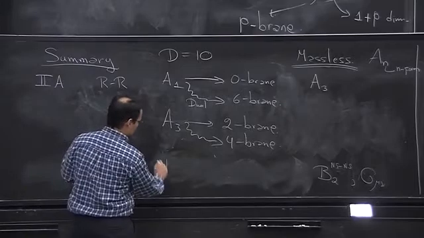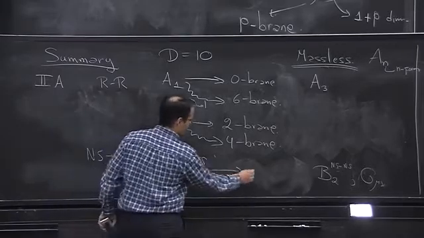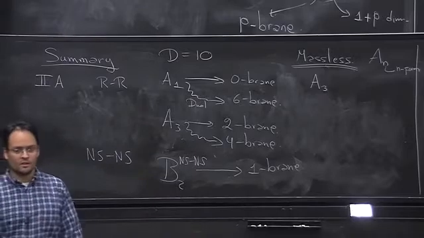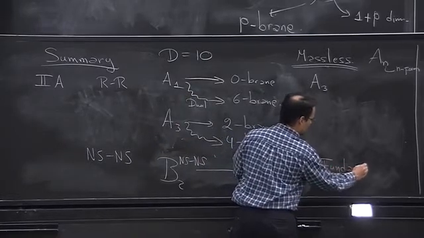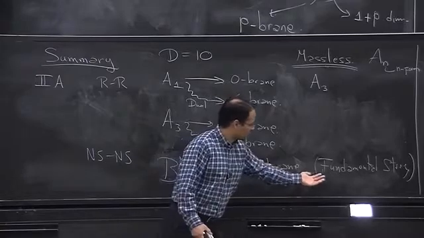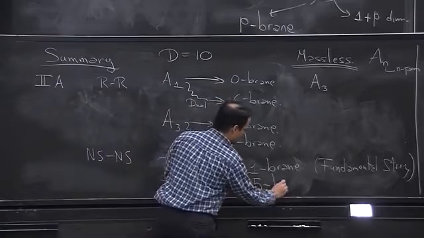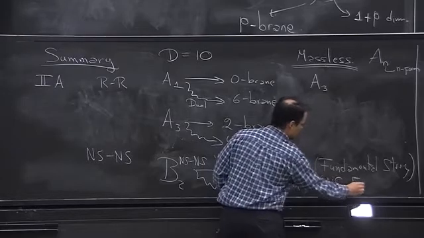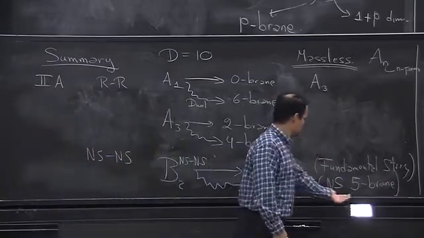Now in the NS sector, we have our NS 2-form, which couples to a 1 brane. But who is this 1 brane? This 1 brane is our good old string. So this is something that people call the fundamental string. And the reason they call it fundamental is because that's the basic object we started the whole story with. Okay? And the magnetic dual of this guy happens to be a 5 brane. And people call it the NS 5 brane. Okay? This is just so that when you hear it in seminars, you know what they are referring to.